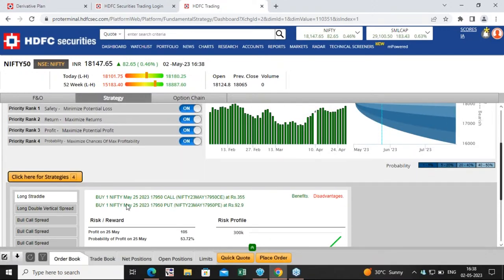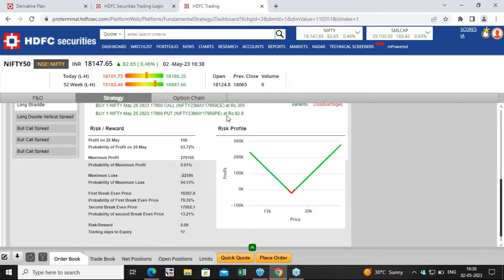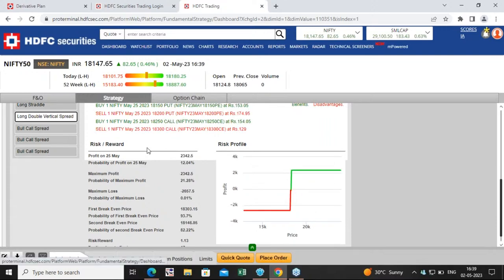फर्स्ट लॉन्ग स्ट्रैडल में है, बाय वन निफ्टी 25th एक्सपायरी 17,950 कॉल एट रुपीस 355, द प्रीमियम इज 355. ओके, अगर ये प्रीमियम पे लेते हो तो योर मैक्सिमम प्रॉफिट इज 2,76,105 एंड मैक्सिमम लॉस इज 22,395. वाओ, सो एंड द प्रोबेबिलिटी ऑफ द प्रॉफिट इज 53%. ठीक है, यहाँ पे आपको रिस्क एंड रिवॉर्ड ज्यादा मिला है, मतलब हर एक का अपना अपना आउटलुक है. ओके, तो अपने आउटलुक को टेस्ट करना होगा तो यहाँ पे स्ट्रेटेजी बना के आप कर सकते हैं.